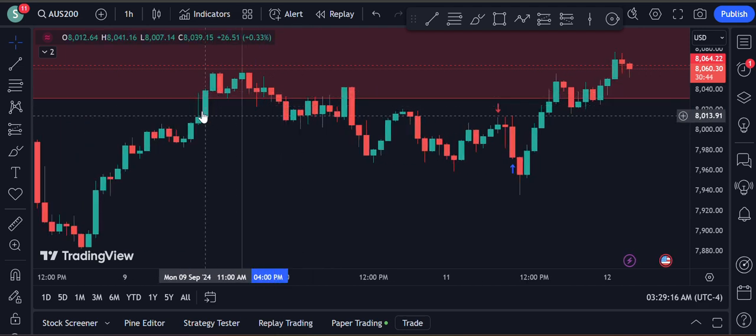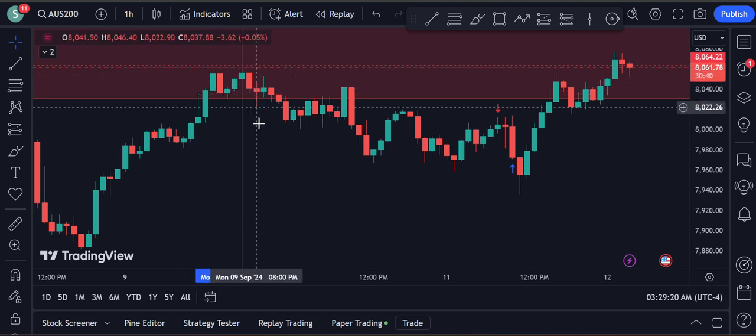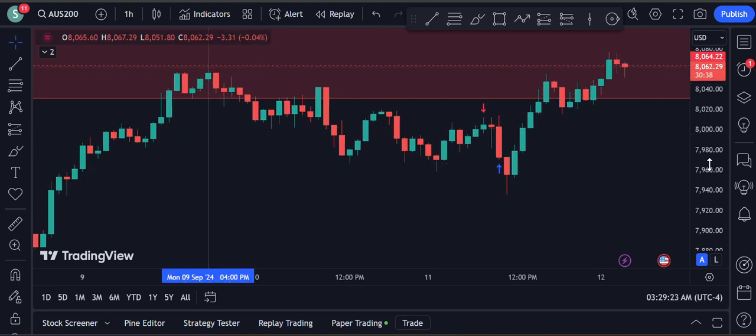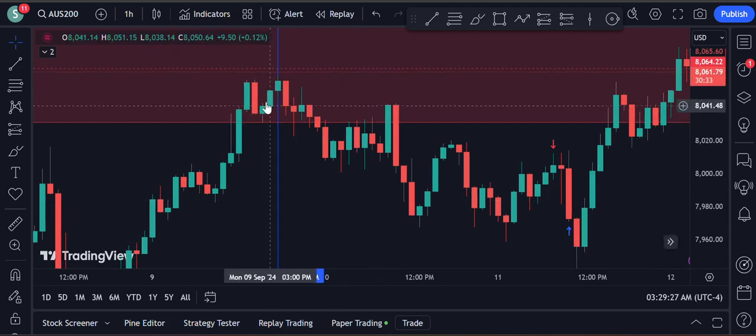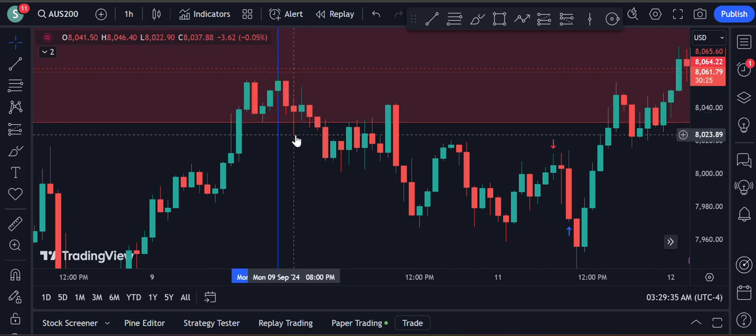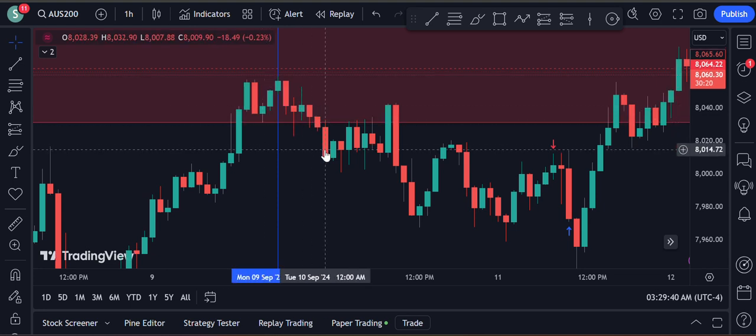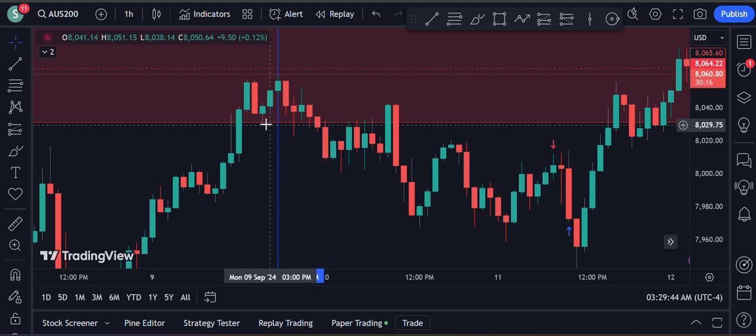So what we see is we have a demand zone here. The price has entered our supply zone on the 1 hour time frame. We can see that this demand zone is broken by this candle, but it has not closed below this, so we will not consider it as broken until it closes below this point. So it has closed below this point, as we can see here. Now it has closed on this candle.